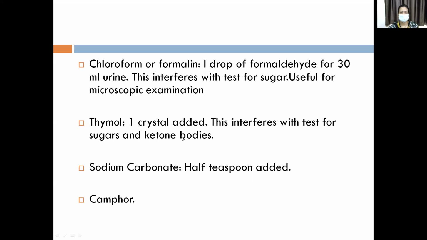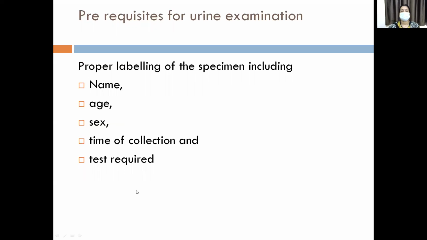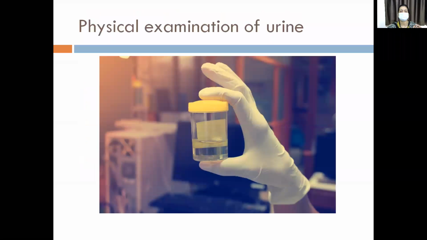Thymol also interferes with sugar and ketone bodies. Sodium carbonate, half teaspoon added, and then camphor. If you have nothing, you are in a village, then it is camphor. So the preservative depends upon the type of test you want to do. We've seen a lot: camphor, thymol, toluene, boric acid, concentrated HCl, sodium fluoride. All of these can be used as urine preservatives. So as a prerequisite, I told you the labeling and the test required have to be there.